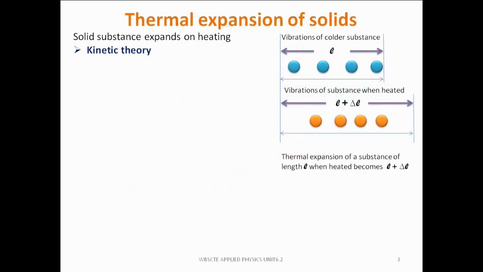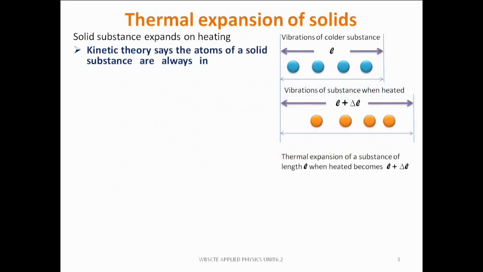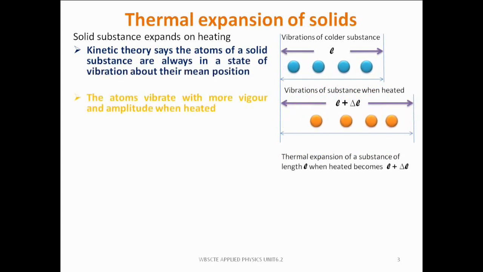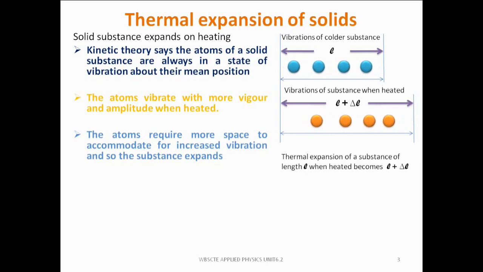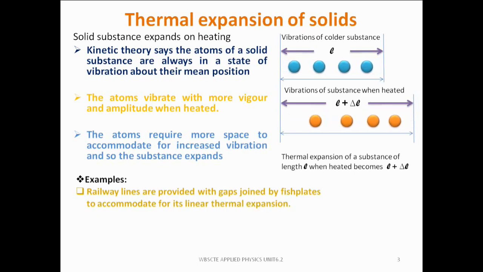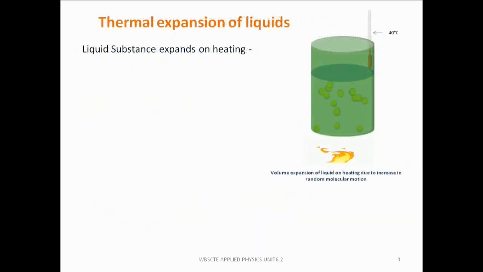Slide 3. Thermal expansion of solids. Solids expand on heating. As the animation shows, according to kinetic theory, the vibrating atoms of solids on heating vibrate with more kinetic energy and amplitude. This requires more space and so the substance expands. For example, number 1, railway lines are provided with gaps to accommodate for the expansion. Number 2. In a bimetallic strip, invar and brass have different expansions.